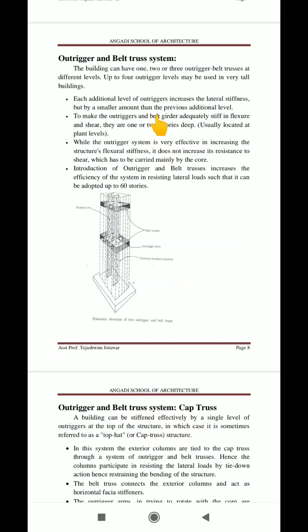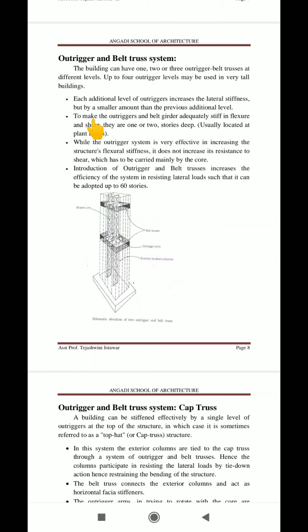Each additional level of outrigger increases the lateral stiffness, but by a smaller amount than the previous additional level. So as I add outriggers, the lateral stiffness increases drastically. But suppose I have added one outrigger system, it may enhance my lateral stiffness by 50%. If I add one more, then apart from that 50%, I can increase it by a bit less than 50%.